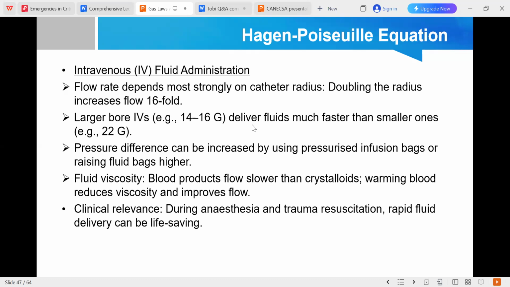Fluid viscosity is also explained by this equation. Blood products usually flow slower than crystalloids. So sometimes warming the blood reduces viscosity. So warming blood before transfusion is not just to prevent hypothermia, it's also to increase its flow rate.